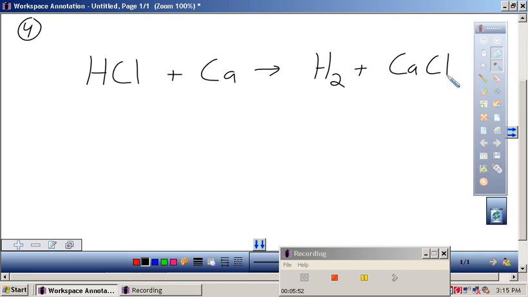Okay, calcium chloride is an ionic compound. So to figure out the right ratio for that, calcium is group 2, so it has a 2 charge. Chlorine is group 7. It wants to get to 8, so 7 plus 1 is 8. It gains 1 electron. I crisscross the charges. So my 2 goes down here, my 1 goes down there.